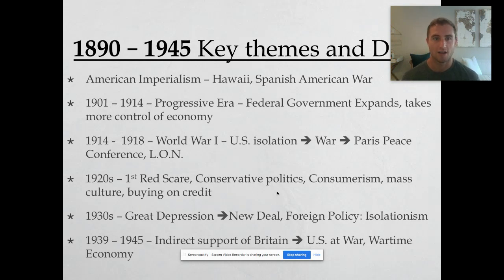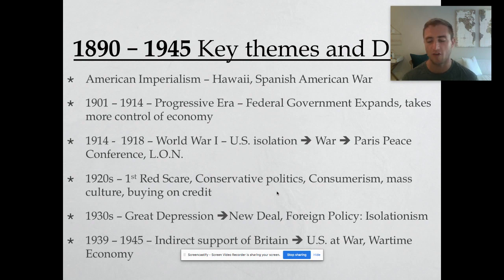Woo! Okay. So we're going over our key themes of our last unit, 1890 to 1945. We talked about American imperialism in this time period, especially the annexation of Hawaii, the overthrow of Queen Liliuokalani, the Spanish-American War. 1901, when Teddy Roosevelt becomes president after McKinley's assassination, that starts our progressive era that will go until 1914. Once 1914 comes around, that's World War I. So now we are abandoning our progressive ways and we are going into fight the war.